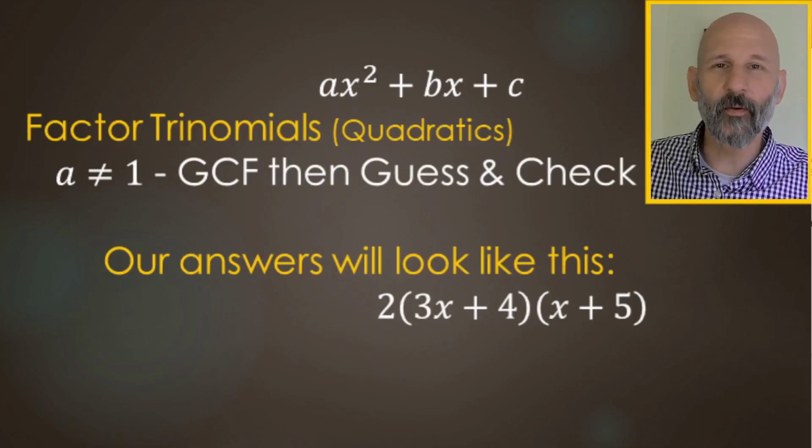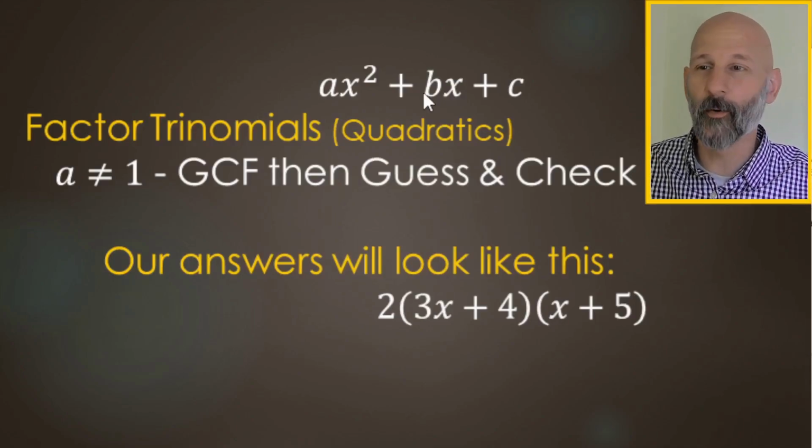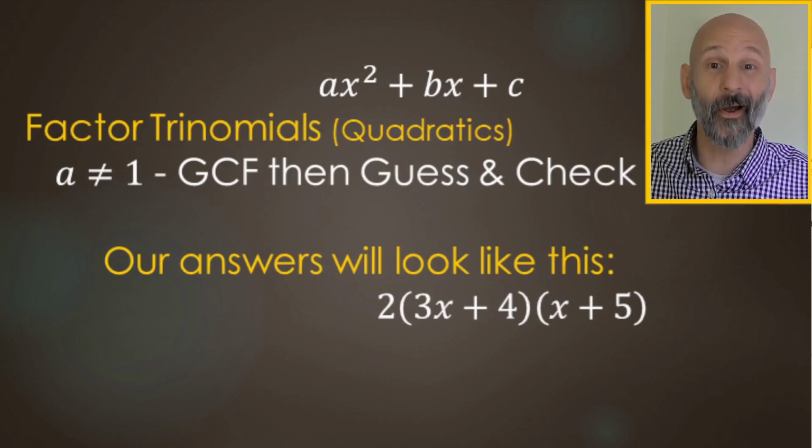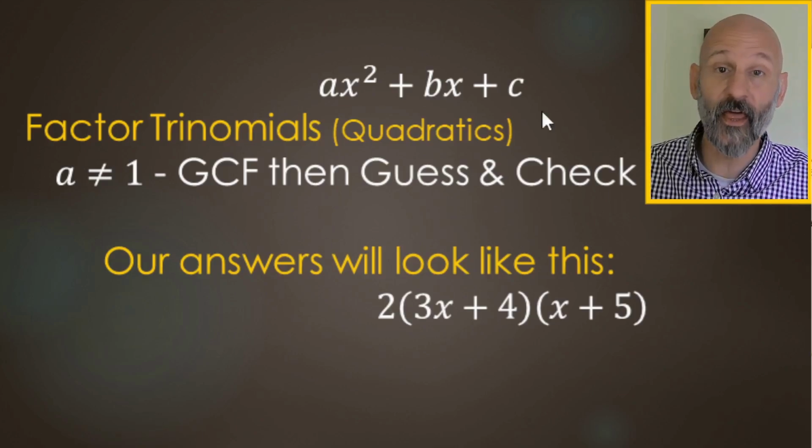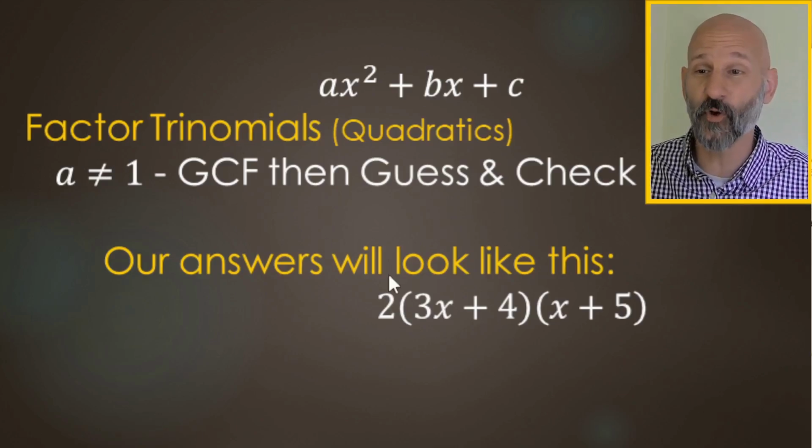So in this video, we're going to be factoring quadratics in the form ax squared plus bx plus c, where we do have a number in front of the x squared, so a does not equal 1. Okay, we're going to be using greatest common factor, then we'll be using guess and check in this video, so our answers are going to look like this.